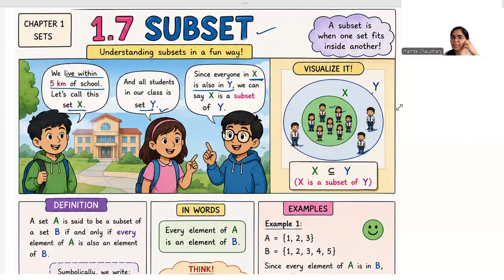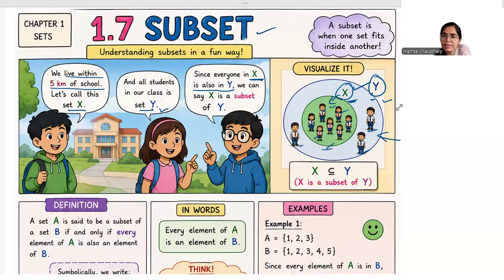So if you picturize it, this is set Y. It is denoting all the children of your class. Out of that, X is denoting who all are living nearby to the school, right? As this small set is a part of Y, all the children who are in this set X are also in set Y because they are part of your class. So they are called a subset of this bigger set. It means a subset of your class.